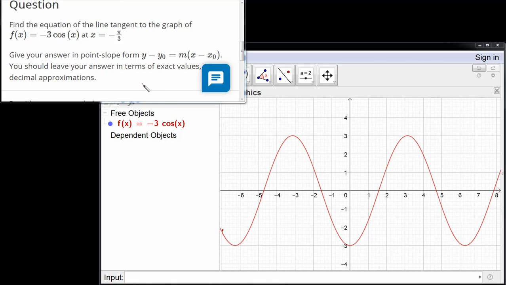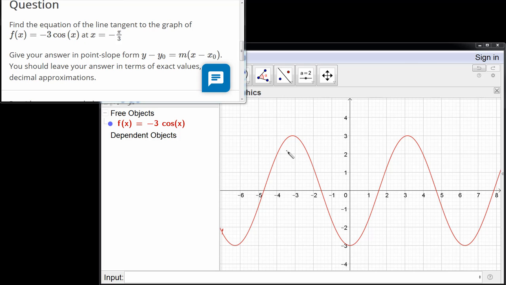Alright, so we got a fun one here because it involves drawing a picture, and I always love drawing pictures. So we want to find the equation of the line tangent to the graph of -3 times the cosine of x at the point where x is equal to -pi/3. In all honesty, you don't have to draw a picture of this, but what fun is that if you don't draw a picture? So let's imagine what's going on here.